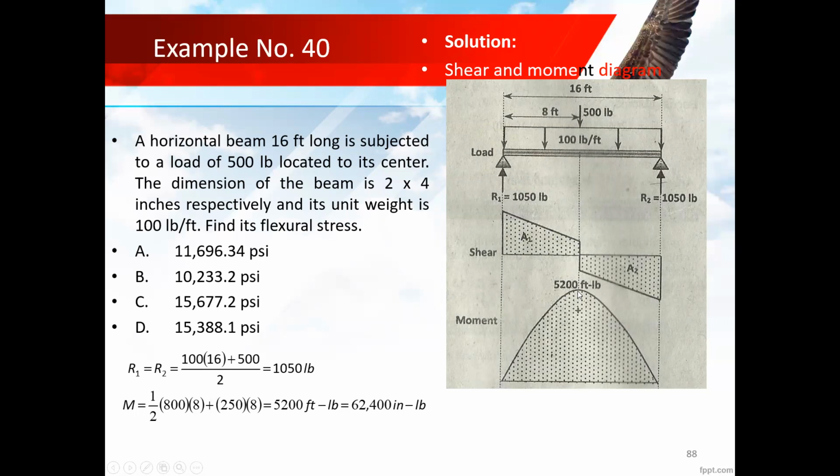So actually, tama, 0 din dito, 0. Yan. Tapos ito naman ganun din. Yan. Basta ito yung maximum point mo, 0 dyan sa 0. So R1, R2, ito nga 1050. So then moment now is yung product lang nito. Yung area nitong A1. So A1 is equal to A2. Okay, yung makukuha mo yung value ng maximum niyan. So 1/2 of 800 times 8, plus 250 times 8. So this is 800.